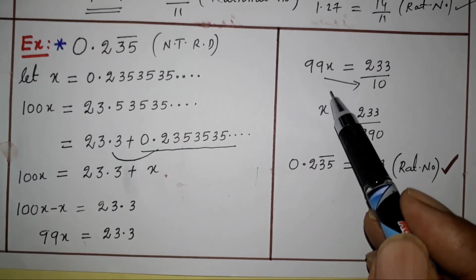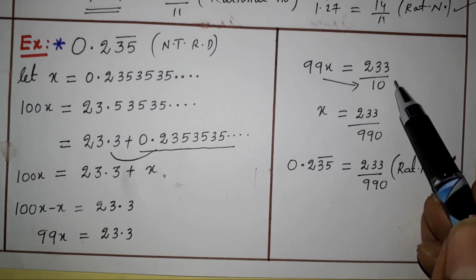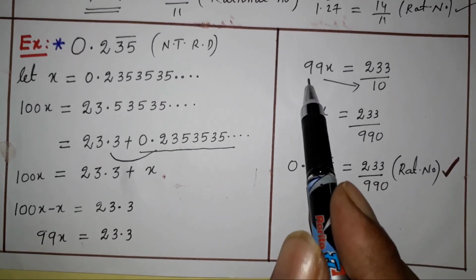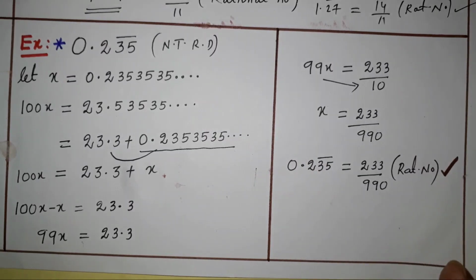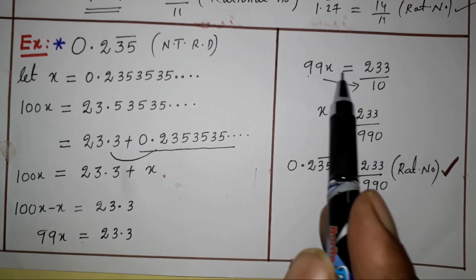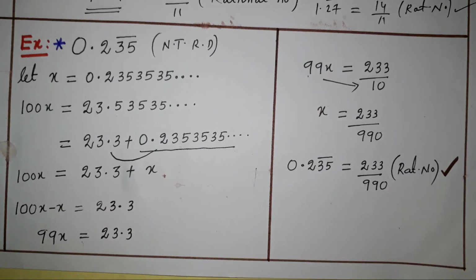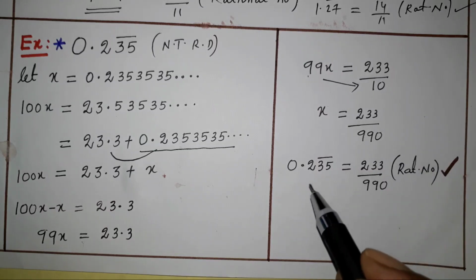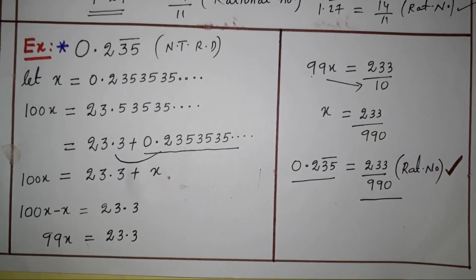Next, 99x is equal to this 23.3, I can write as 233 by 10. Next, by transposing the 99 to that side, it becomes division. So x is equal to 233 by 99 into 10, that is 990. It is already in the simplest form. So 0.235 bar is equal to 233 by 990, which is a rational number in the form of p by q.